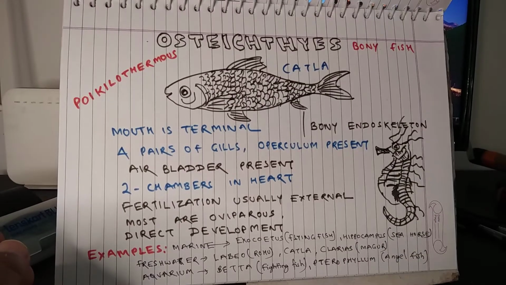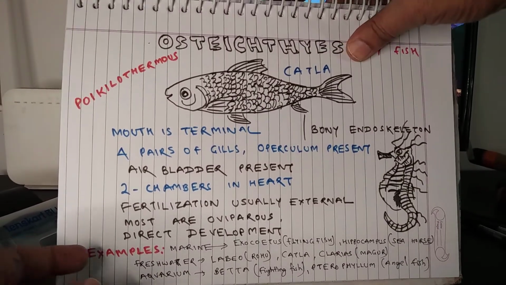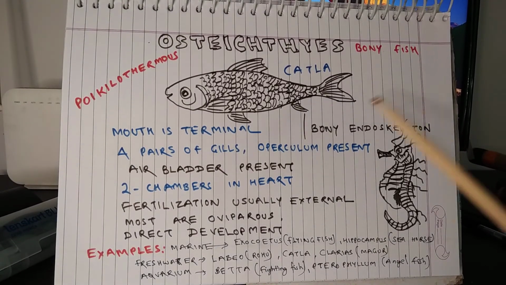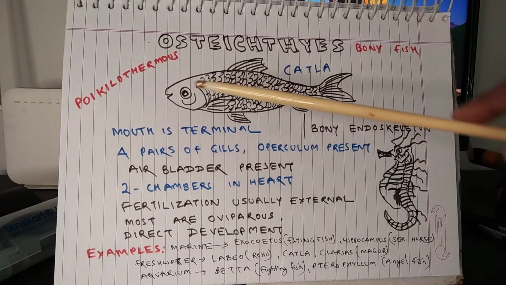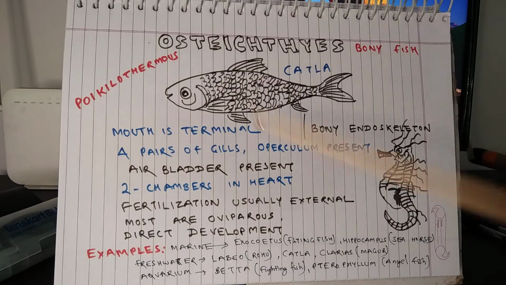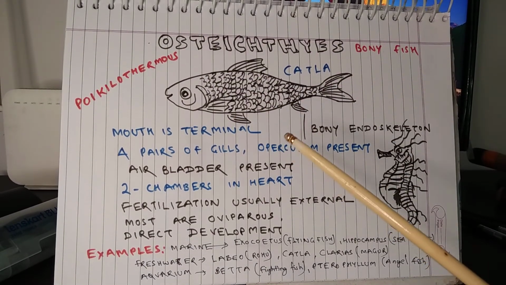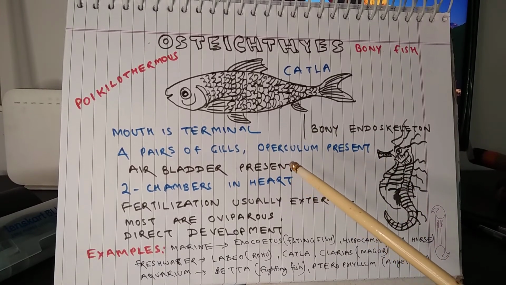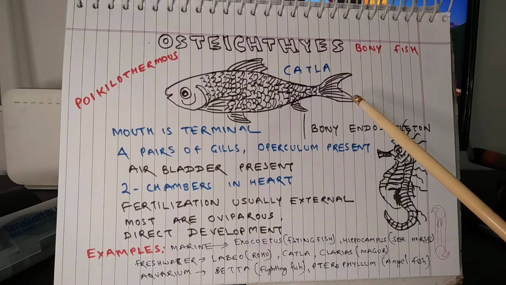Now, the next class is Osteichthyes or bony fish. The endoskeleton is made of bones, and the mouth is terminal, so the mouth is at the front instead of ventral or dorsal. There are 4 pairs of gills and the operculum is present, so the gills are covered with a flap.